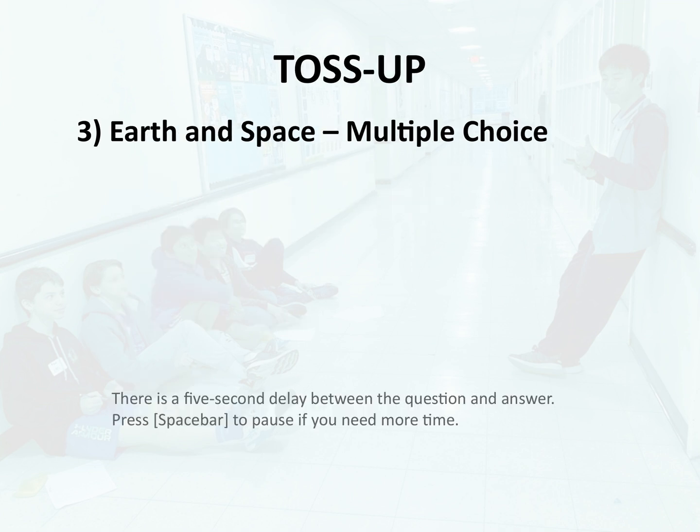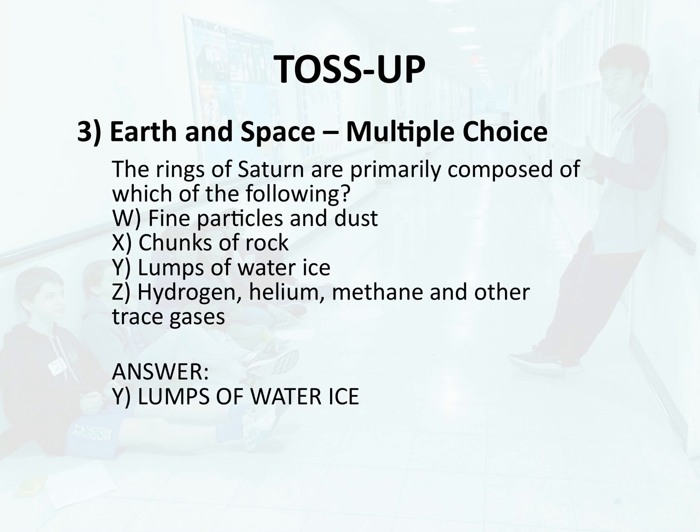Toss-up 3. Earth and space, multiple choice. The rings of Saturn are primarily composed of which of the following? W. Fine particles and dust. X. Chunks of rock. Y. Lumps of water ice. Z. Hydrogen, helium, methane, and other trace gases. Answer. Y. Lumps of water ice.